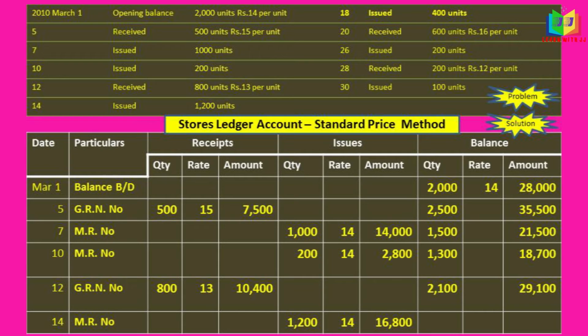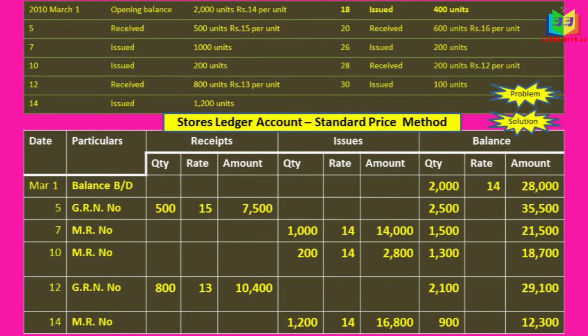And on 14th, we have an issue of 1200 units, and it should be issued at 14 rupees. So the amount is 16,800, and this quantity and amount is to be subtracted from the balance column. So we'll get 900 units and 12,300 rupees.